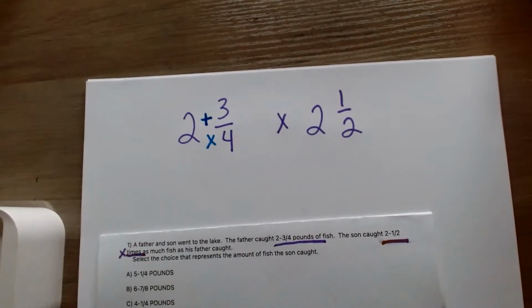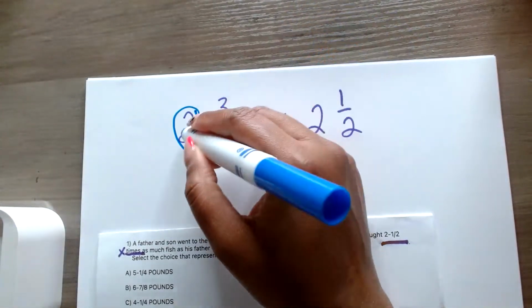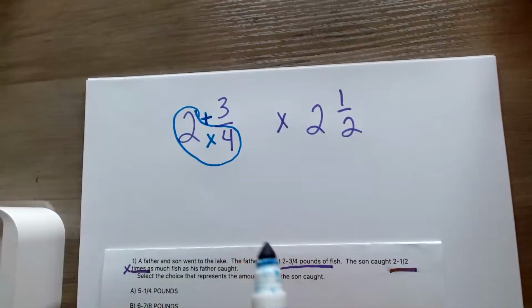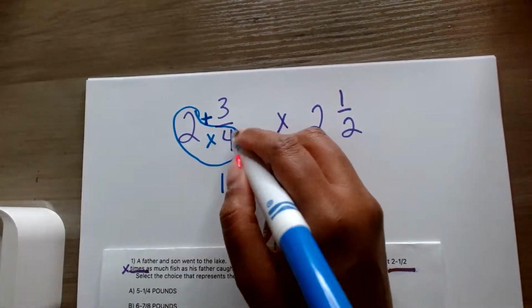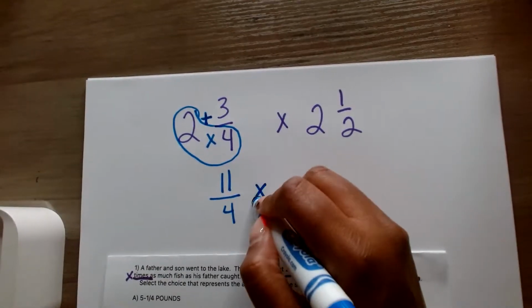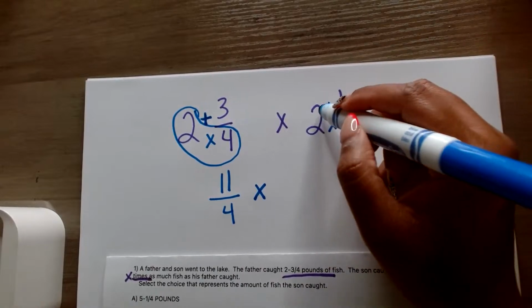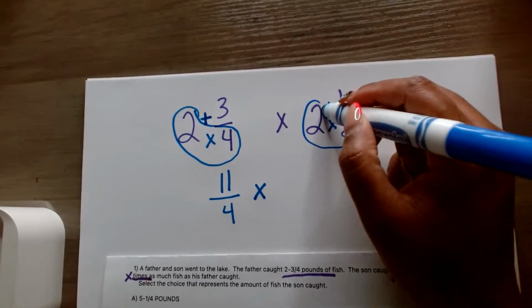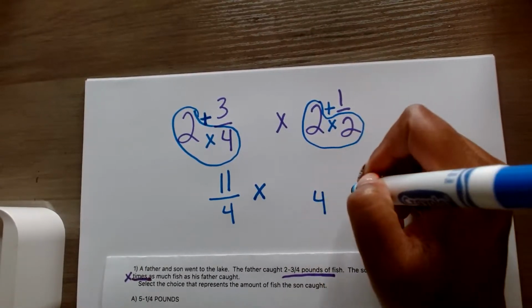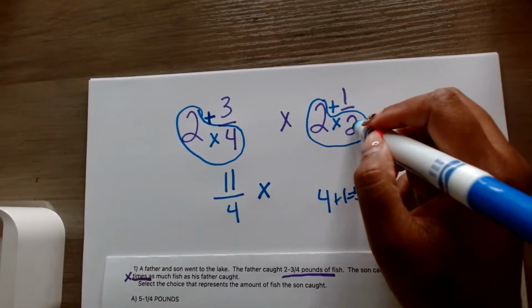And when we are going from a mixed number to an improper fraction, this is the strategy we want to use. So we are going to do 2 times 4, which gives us 8, plus 3 gives us an 11. And then we always keep our denominator the same, so it's going to be 4. And then we're going to multiply it by, same thing, Texas first. So we'll do 2 times 2, which will be 4, plus 1 gives us 5, and then that will be over 2.